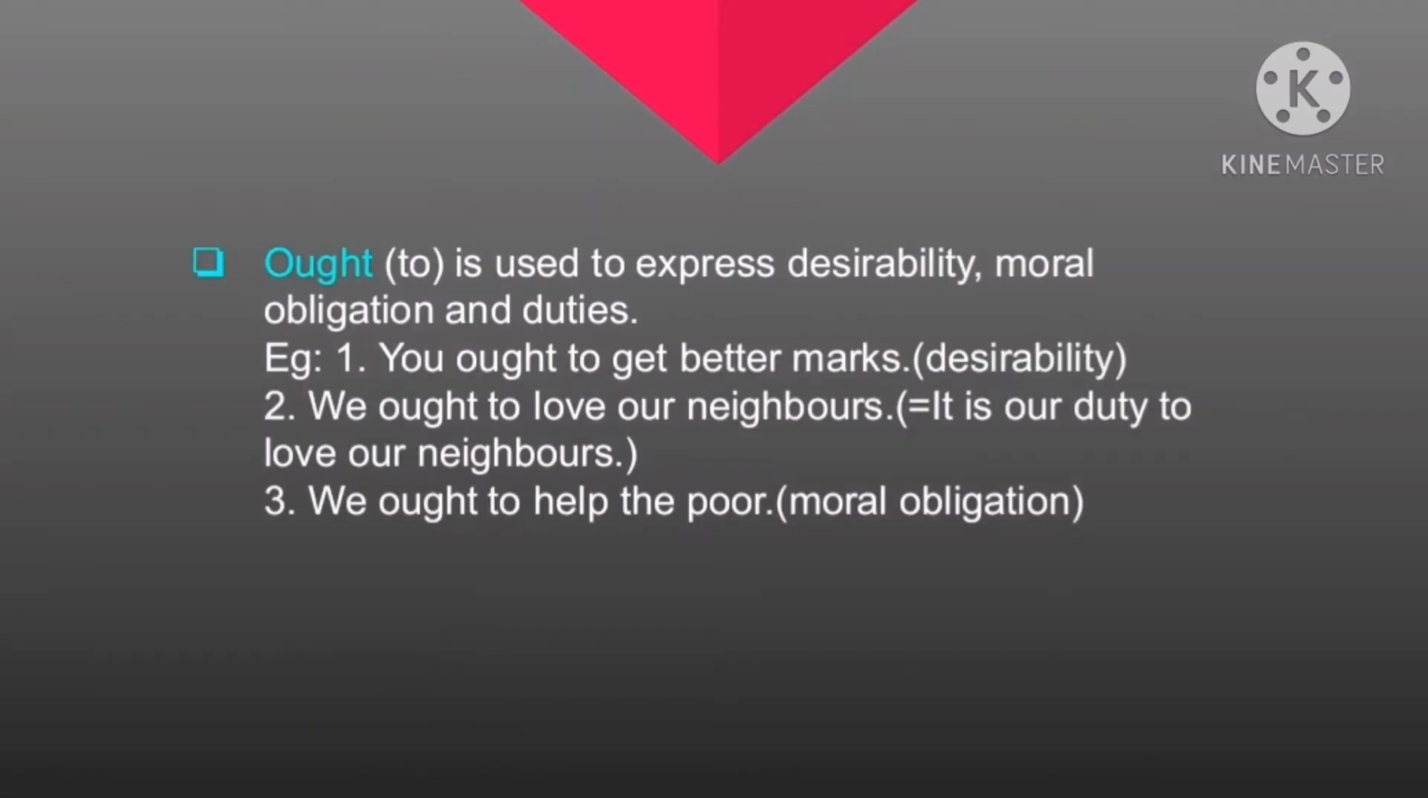The modal auxiliary ought to is used to express desirability, moral obligation, and duties. Example: you ought to get better marks, which expresses desirability. Look into the second example. We ought to love our neighbors, which means it is our duty to love our neighbors. Getting into the third example, we ought to help the poor, which is an example of moral obligation.